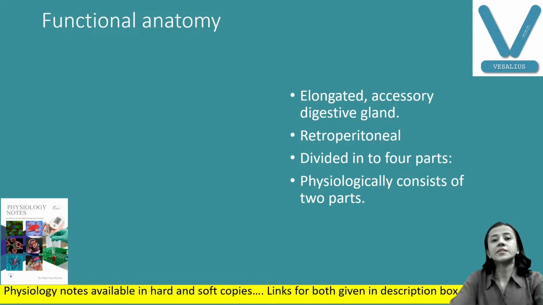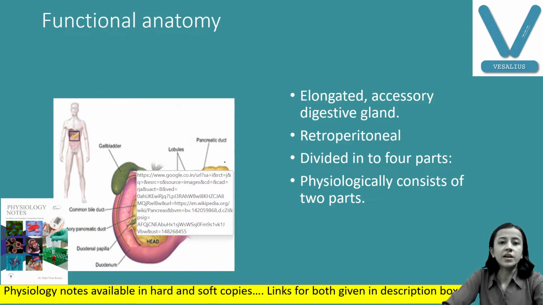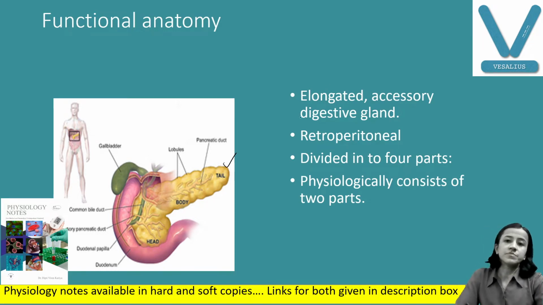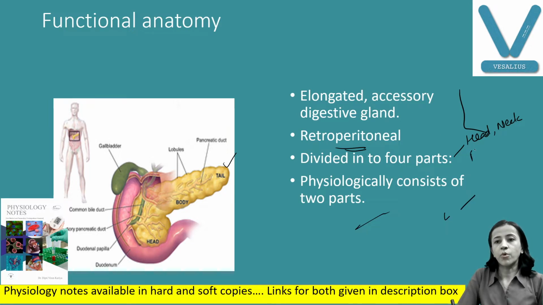Now let us start with the physiological anatomy of the pancreas. You can see here the pancreas, that is an elongated accessory digestive gland that lies behind the peritoneum. So it is a retroperitoneal organ. It is divided into 4 parts. It has a head part, neck part, body part and tail part.